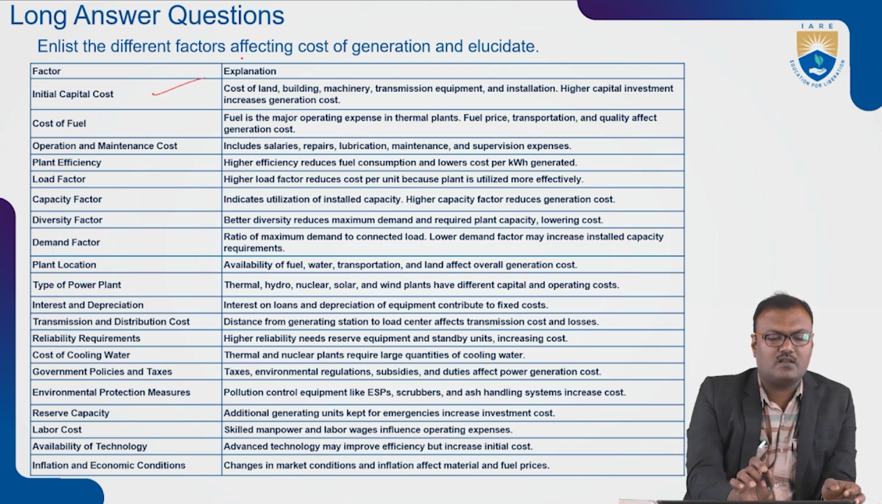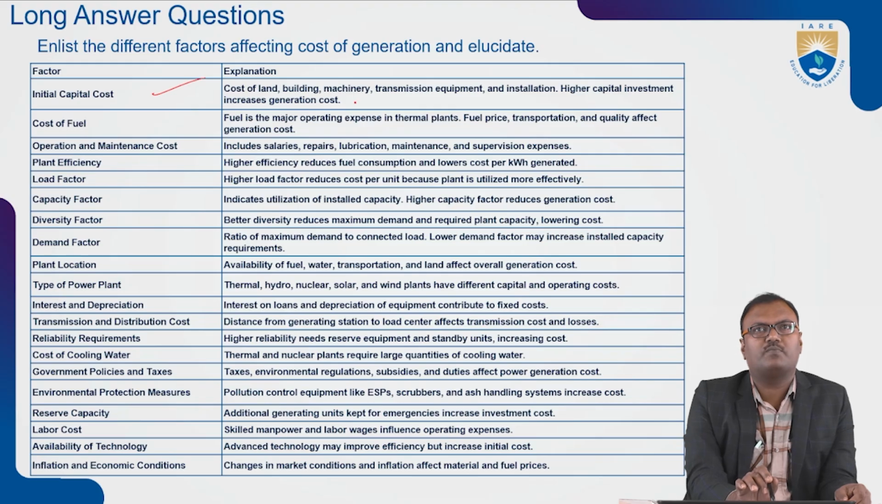So initial capital cost: cost of land, building, machinery, equipment, and installation. And cost of fuel. Fuel is the major operating expense in thermal and nuclear power plants. And operation and maintenance includes repairs, lubrication, maintenance, and others. Plant efficiency: higher efficiency is going to reduce the fuel consumption, which we can transfer to the consumers as the lesser cost per kilowatt hour. And load factor, higher load factors are going to reduce the cost per unit. And capacity factor indicates the utilization of installed capacity.